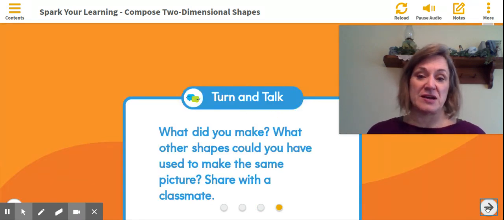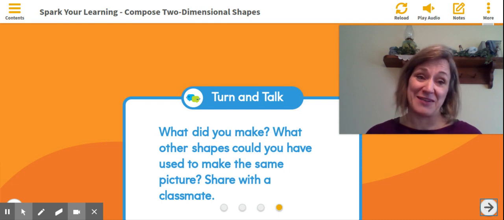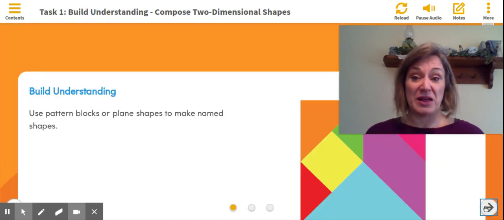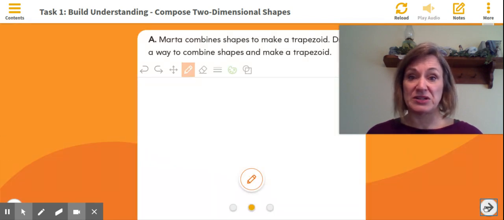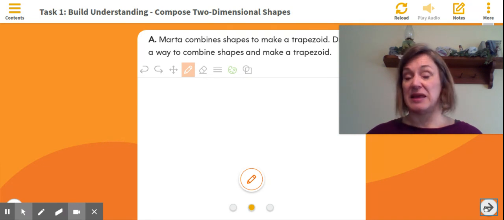Now we're going to move on. What did you make? What other shapes could you have used to make the picture? And you can share with a classmate, which would have to be your brother, sister, or your parents. So tell them about what you created with your shapes. Use pattern blocks or plane shapes, and plane shapes means flat or two-dimensional shapes to make named shapes. So now they're going to be telling us exactly what they want us to make with those shapes. Marta combines shapes to make a trapezoid. Draw a way to make shapes and make a trapezoid.